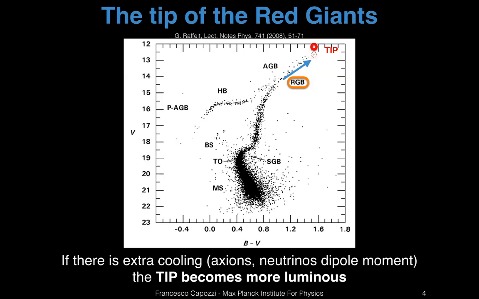Now, if we add some extra cooling to a star, which might come from axions or neutrinos having some non-standard properties like an anomalous dipole moment, then something changes in the star, and in particular the tip becomes more luminous. So this means that if we compare our theoretical predictions on the luminosity of the tip of the red giant given in the standard model with our observation, if there is some sort of disagreement, this might be a hint in favor of the existence of some extra cooling, which might come from different sources.